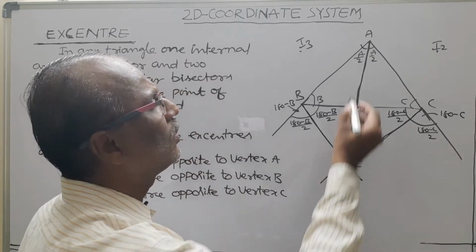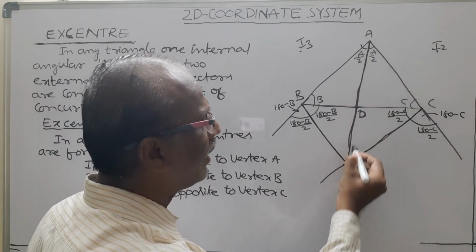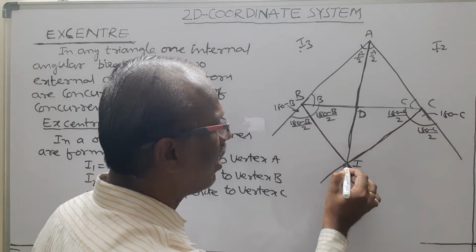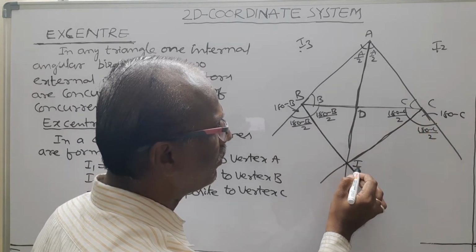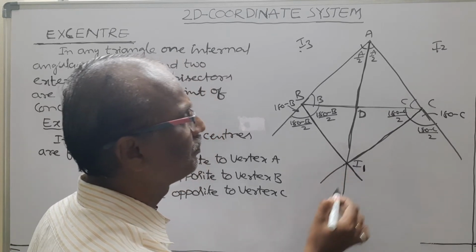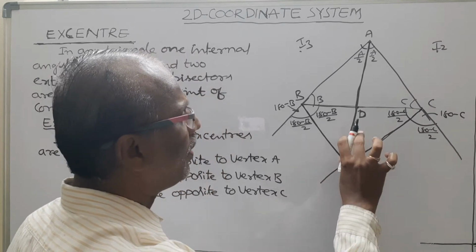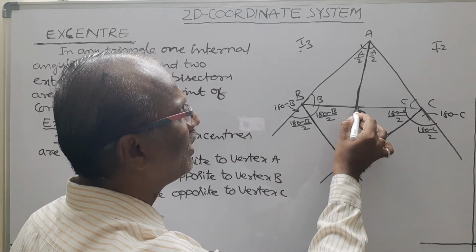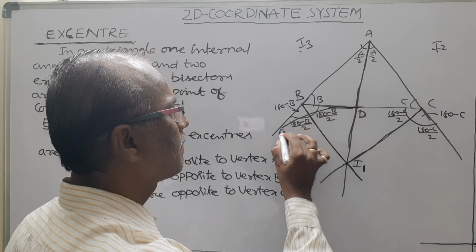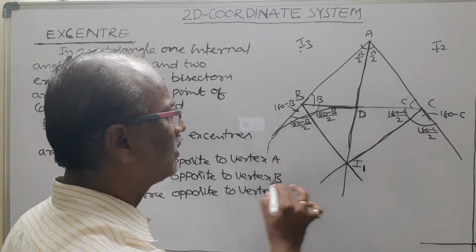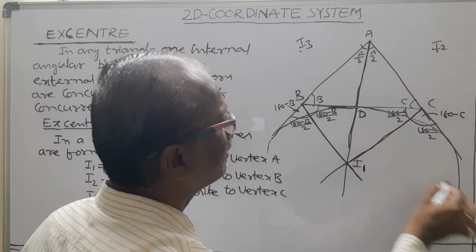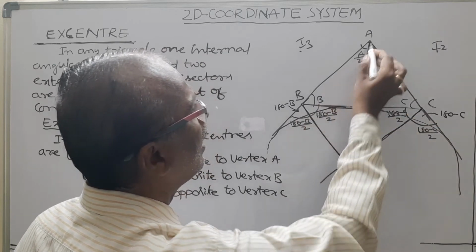In any triangle, one internal angular bisector and two external angular bisectors are concurrent. The point of concurrence is called the excenter. It is represented by the letter I1. Here, from the point I1 draw one excircle. This is the excircle. It touches the side BC and the side AB.